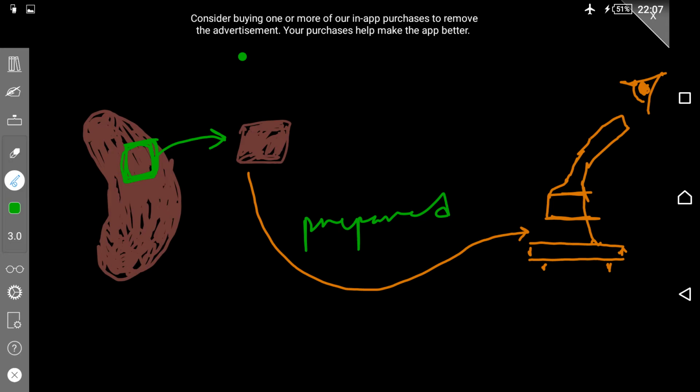Now this whole process of preparation, depending on the type of tissue, the type of examination, and the purpose of the examination, could take somehow from 12 hours all the way up to 2.5 days. As said, it depends on the type of the tissue, the type of examination, and the purpose of the examination.